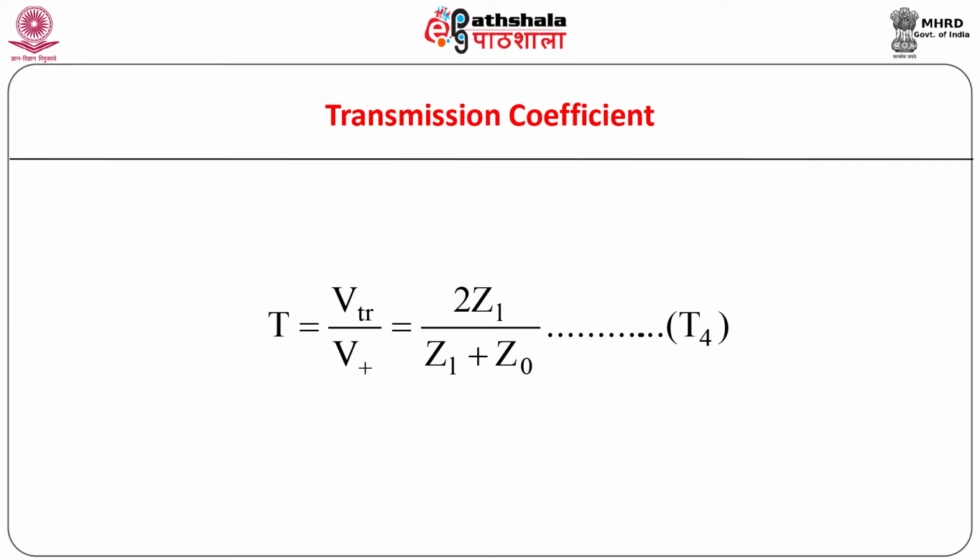Note that when ZL is equal to Z0, we obtain T equal to 1, that is, transmission coefficient equal to 1. Thus, for 100% transmission of the signal along the transmission line, the load impedance ZL must match the characteristic impedance Z0 of the transmission line. It should be noted that the load impedance and characteristic impedance in general are complex quantities. Hence, the transmission coefficient in general is also complex. It has both magnitude and phase angle.